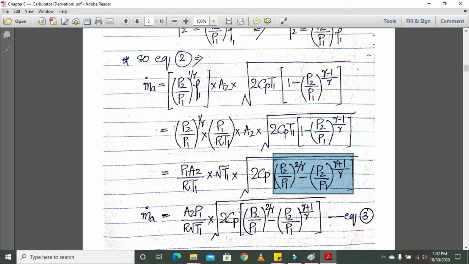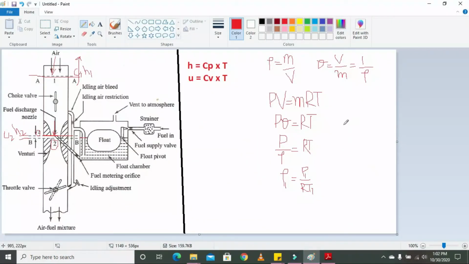So another question will be how this gamma minus 1 upon gamma is converted into gamma plus 1 upon gamma. The answer is very simple: when these factors are multiplied, p2 upon p1 to the power 1 upon gamma, and p2 upon p1 to the power gamma minus 1 upon gamma, since the bases are same, their powers will be added to each other. And when we add these powers, 1 upon gamma plus 1 upon gamma will be 2 upon gamma, since it is gone inside the square root.